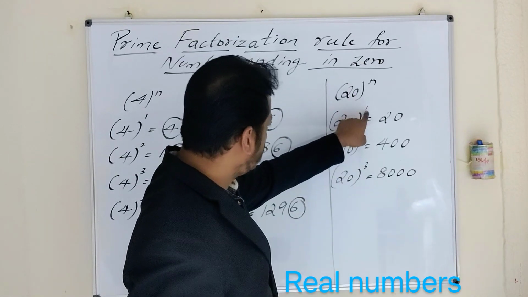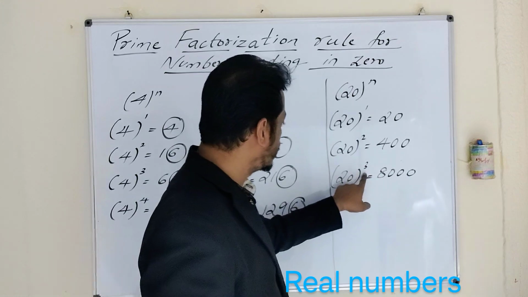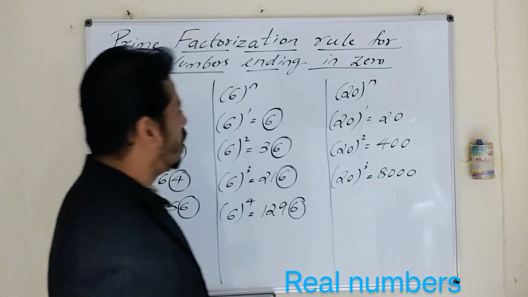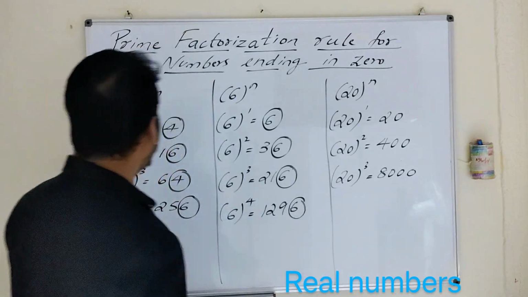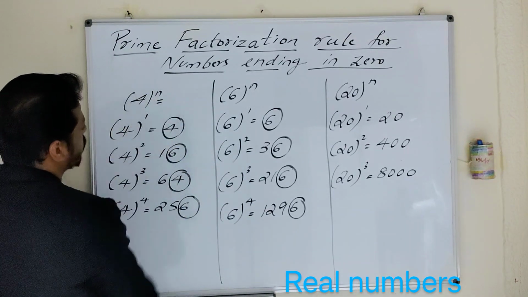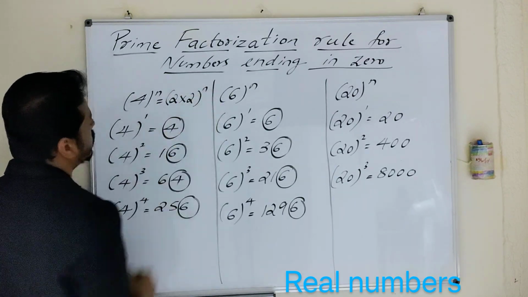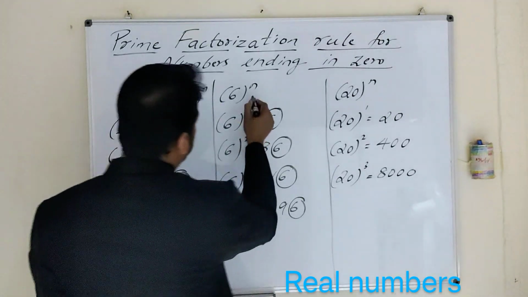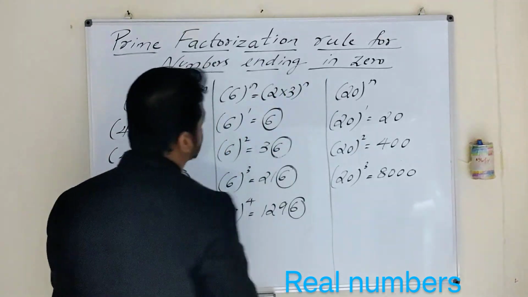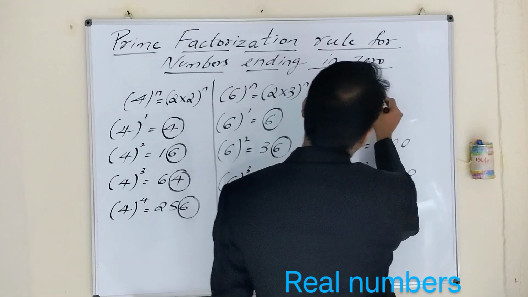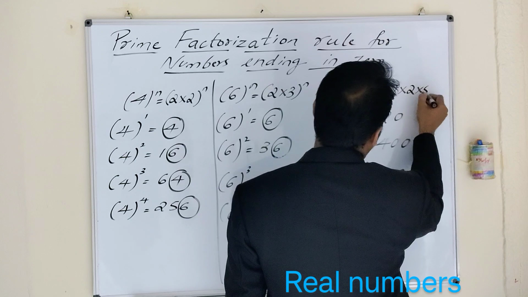When you substitute n is 1, it is ending with 0. When you substitute n is 2, it is ending with 0. When you substitute n is 3, it is ending with 0. Now let us check why it is so. When you do the prime factorization of 4, the prime factors are 2 times 2. For 6, the factors are 2 times 3. When you do the factorization of 20, the factors you get are 2 times 2 times 5.